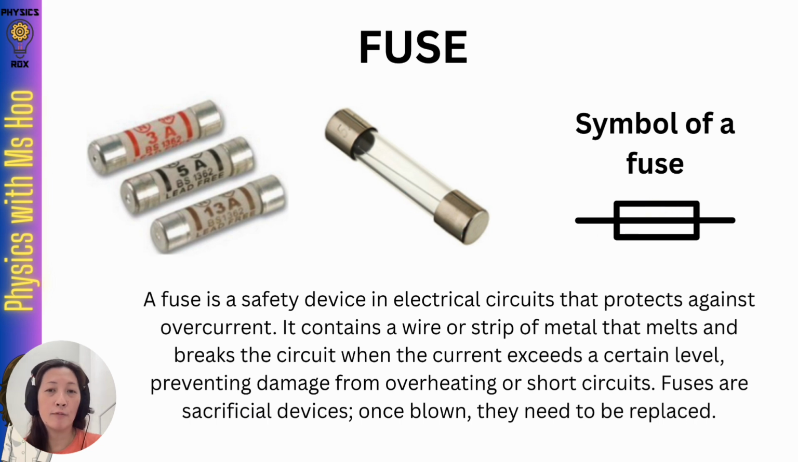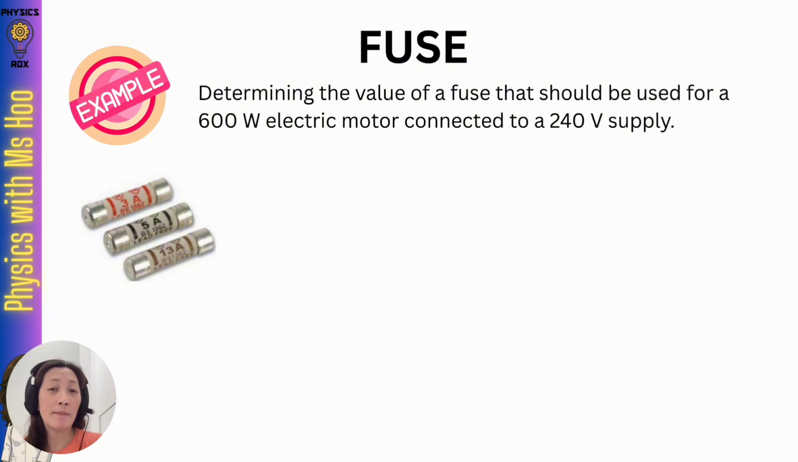Now before we go into more detail about how a fuse is used, let me first show you how we determine the value of the fuse that should be used for different devices. So in this example, we need to determine the value of a fuse that should be used for a 600 watt electric motor connected to a 240 volt supply. First of all, you need to calculate how much current flow is needed for the electric motor to function.